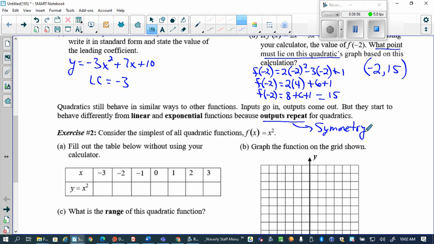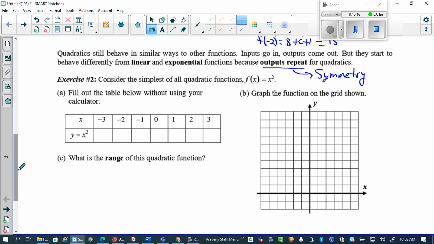Okay, so we're going to start with the simplest, most basic quadratic function here. F of x equals x squared. And by the way, when you square a number, the result is always going to be what? Positive. Might that be a reason for repeating outputs? Yeah. Okay. So let's take a look at this table, right? So we have x squared. So we're going to take each one of these and square them. So input of -3, what's the output?